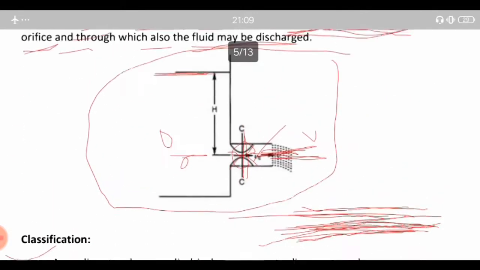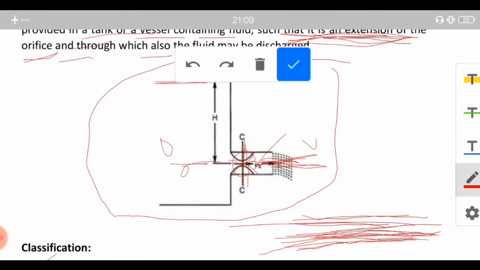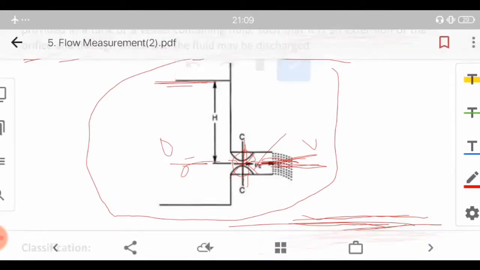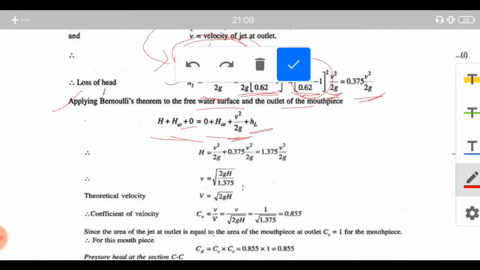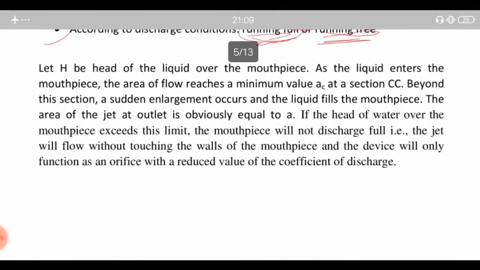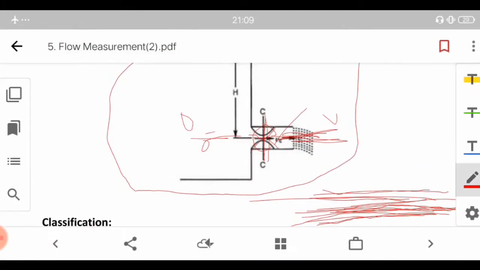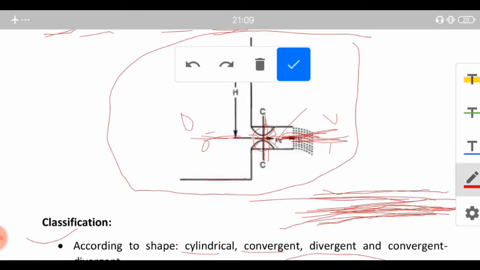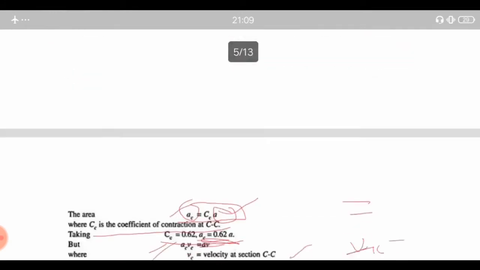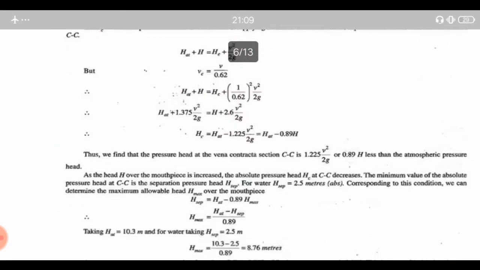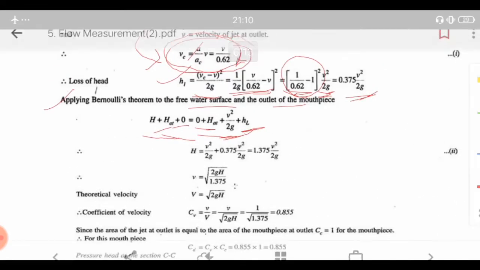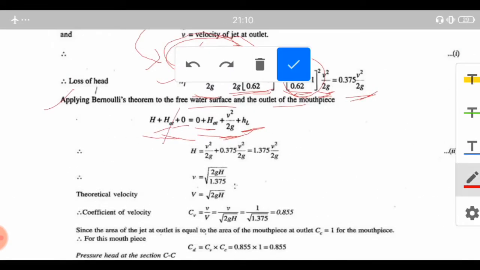Capital H is the head of the water above, and we are also considering a head loss at the end, and also HAT is the height above the datum, suppose, and therefore HAT from both the sides can be neglected or it can be cancelled.